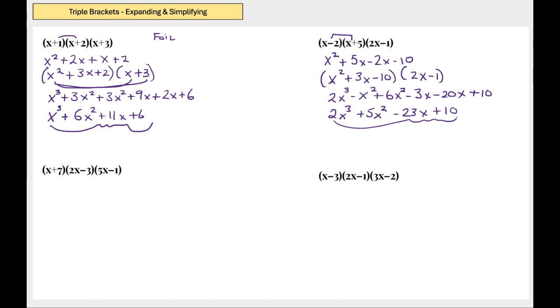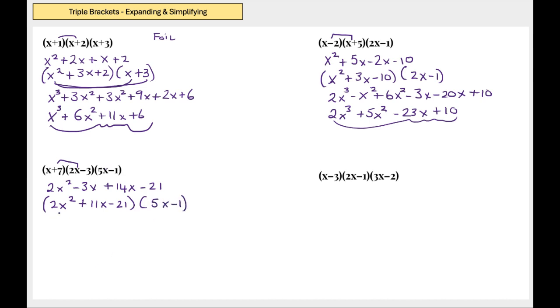Next one, same again. I'm going to choose those as I do. So we've got 2x squared minus 3x plus 14x minus 21. Pop it in our new bracket. So it's 2x squared plus 11x minus 21. And our new bracket, which is 5x minus 1.